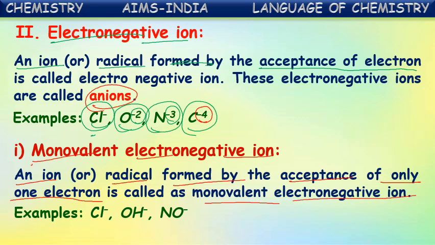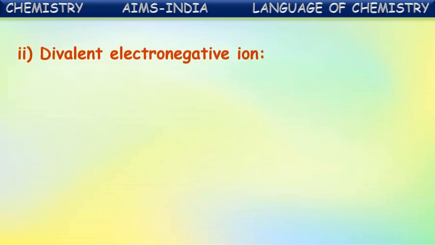Electropositive ion: in place of accepting, we have donated, so that is called an electropositive ion. But here we have accepted the electron, so those are called electronegative ions. Chlorine minus: chlorine has accepted only one electron, that's why it gets only one negative charge. OH minus also has one negative charge, NO3 minus also only one negative charge. These are called monovalent electronegative ions.